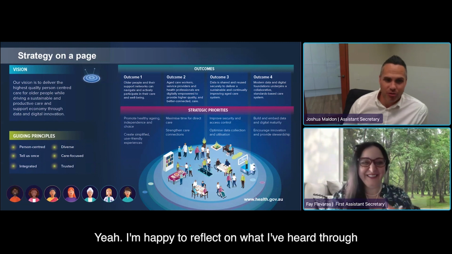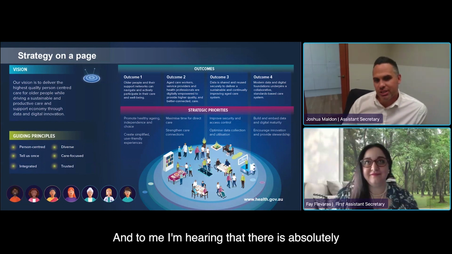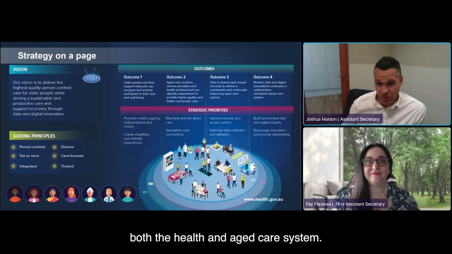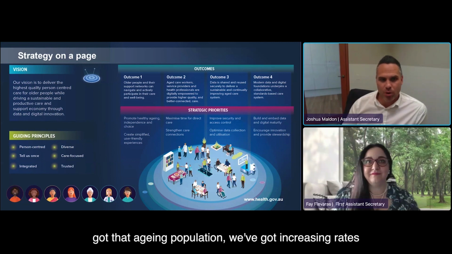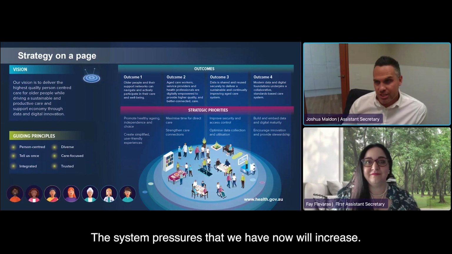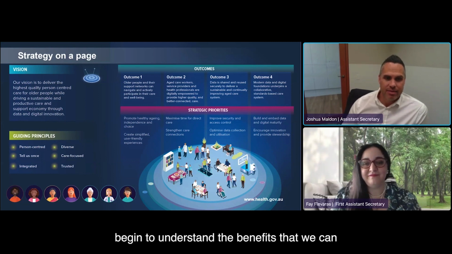Yeah, I'm happy to reflect on what I've heard through this process of targeted consultation. And to me, I'm hearing that there is absolutely significant opportunity for AI to reduce pressure in both the health and aged care system. It's something that we want to do, particularly as we've got that aging population, we've got increasing rates of chronic disease. The system pressures that we have now will increase. And so I don't think it's if, but how we start to begin to understand the benefits that we can possibly explore in AI.